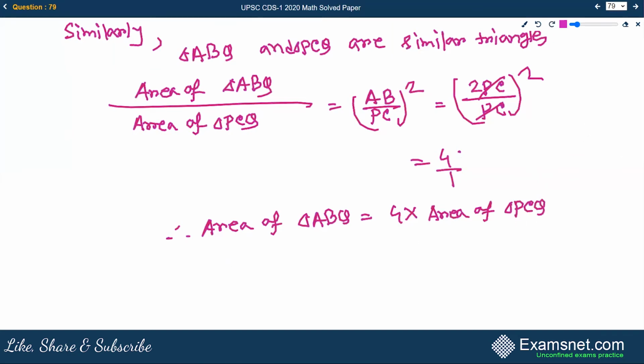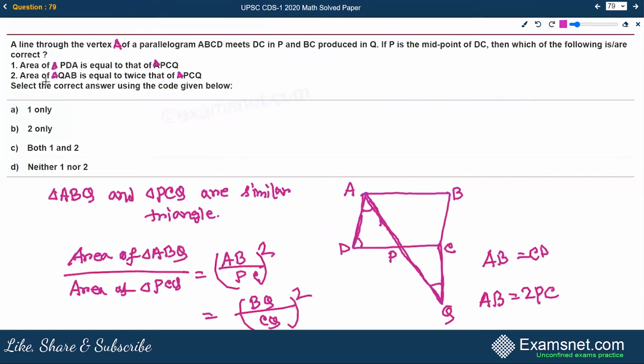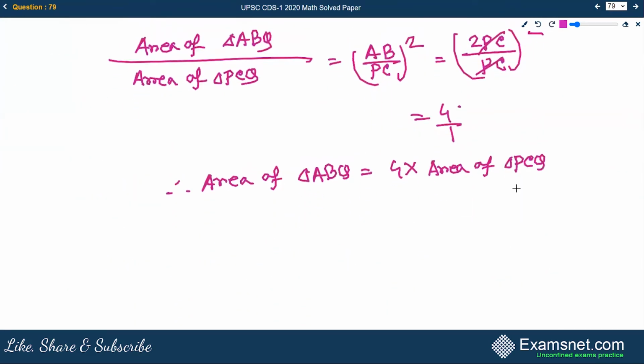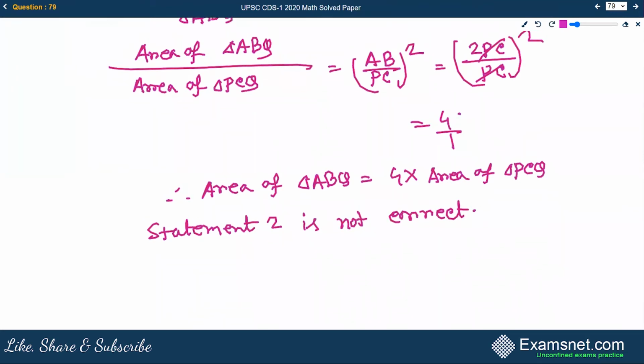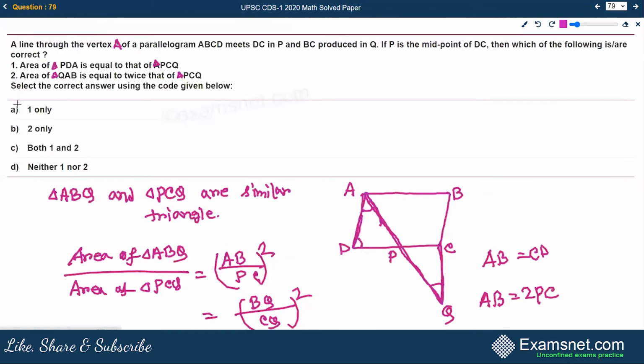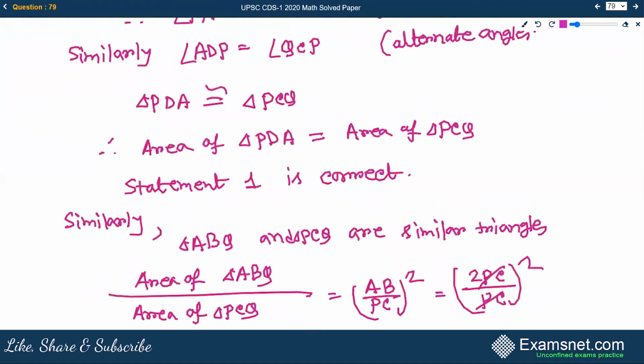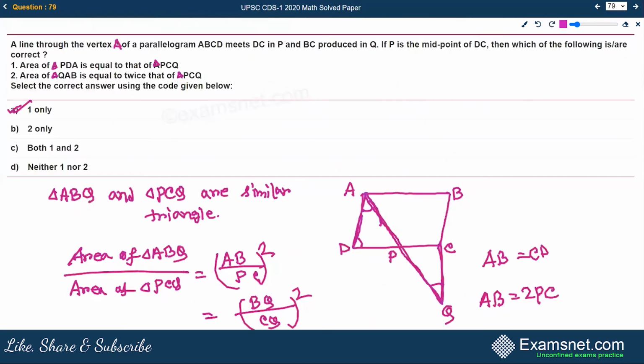The statement given in the second one, the area of ABQ is equal to twice that of PCQ, is not correct. Here we can see that it is 4 times. So statement 2 is not correct. Only statement 1 is correct. So option A is the correct answer, that one only. Let me again show you the whole solution. A very good question.